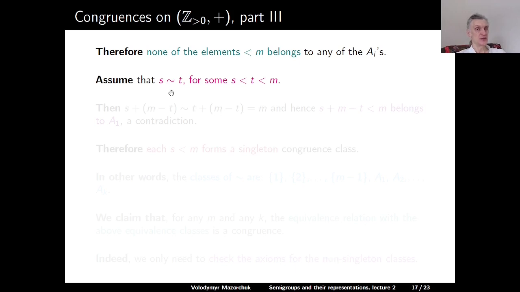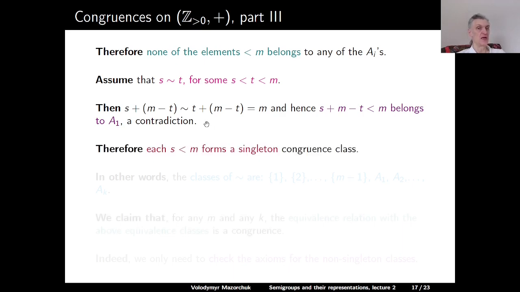Now let us assume that we have two elements s and t which are smaller than m, which are equivalent and which are different. So s is strictly smaller than t. Then we can add to both s and t the element m minus t, and we get that m is equivalent to s plus m minus t, and this should belong to a1, and we get a contradiction with the minimality of m. So this means that all elements smaller than m form a singleton congruence class.